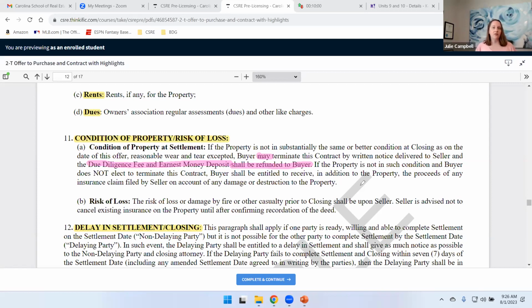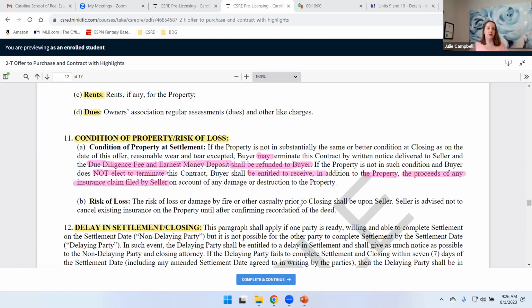That means they have a choice, don't they? They don't have to terminate. If they decide to terminate, they get their due diligence and their earnest money back. Their other option would be to not terminate. And in addition to receiving the property, the buyer, if they choose not to terminate, will also receive the proceeds from the seller's insurance claim so they can rebuild. So we have choices. You're a buyer's agent, house burns down.